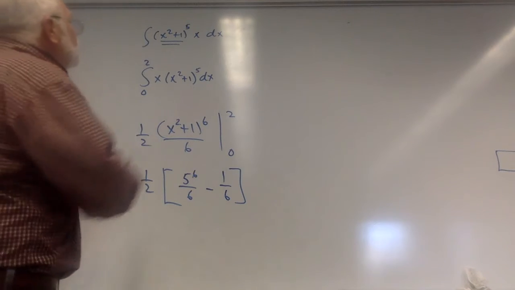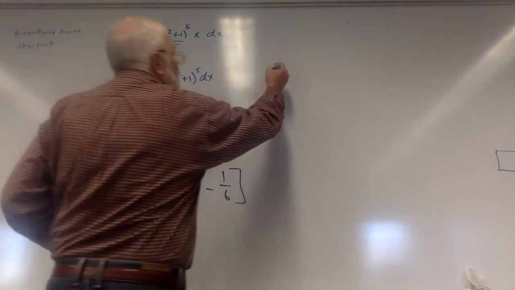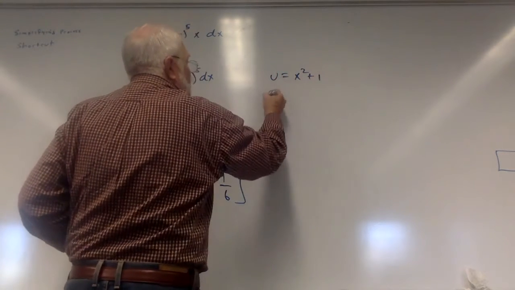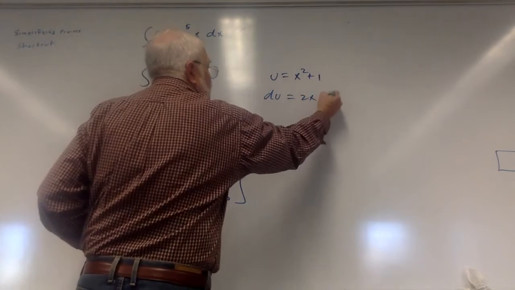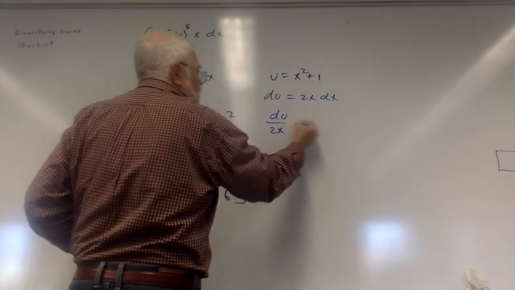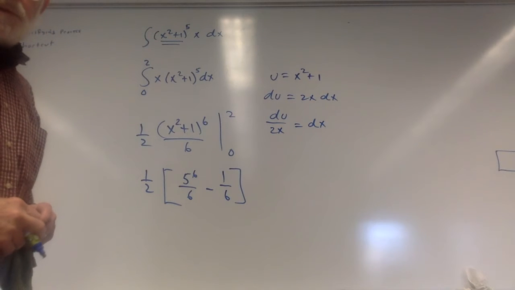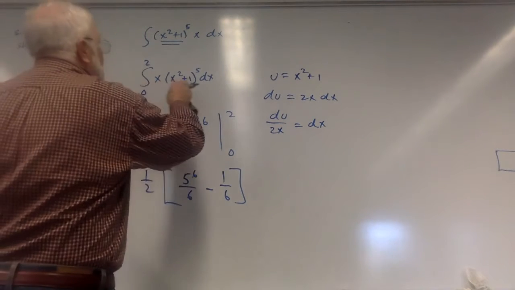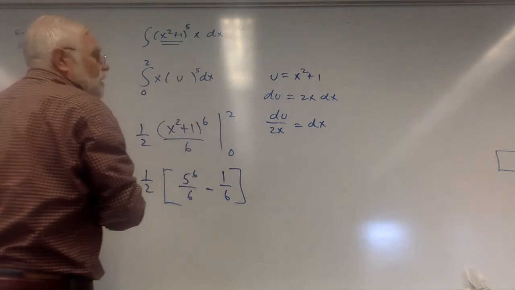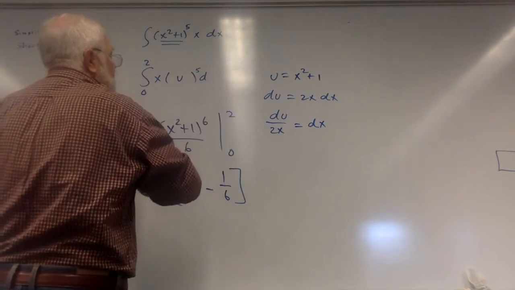Well, with U substitution, which many of you probably needed to get to here, you would have let U equal x squared plus 1, and du equals 2x dx, and du over 2x equals dx. Okay? And so that means that we're substituting x squared plus 1 now becomes the letter u, and dx becomes du over 2x.